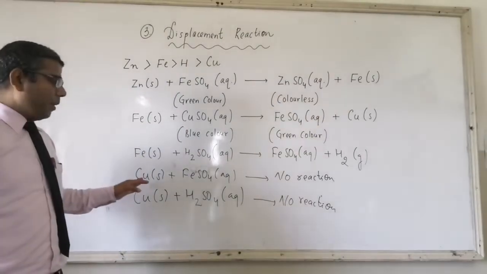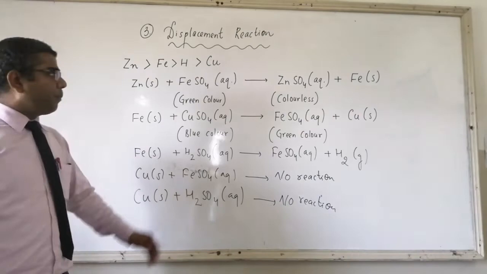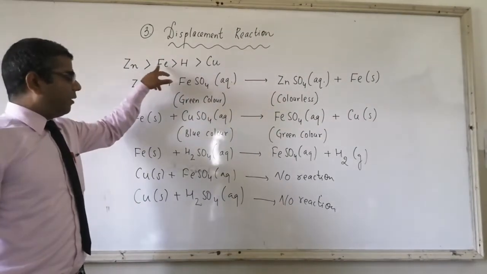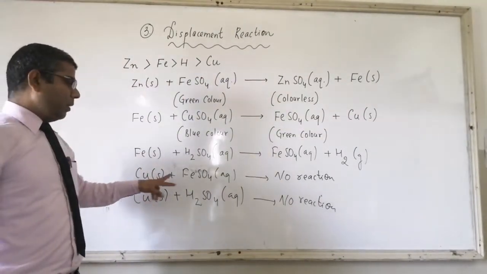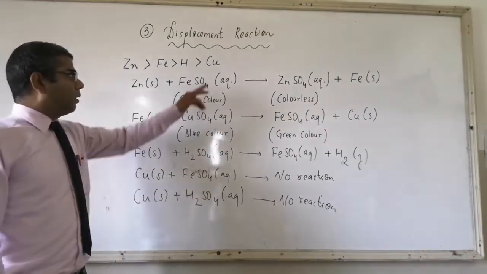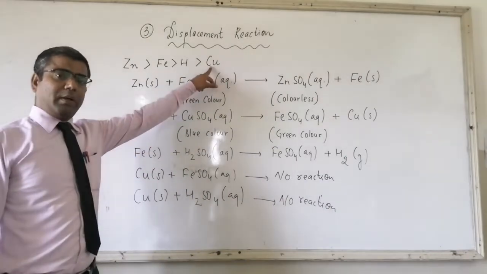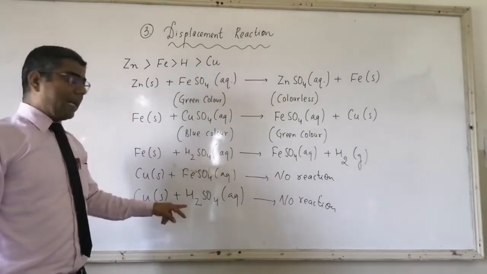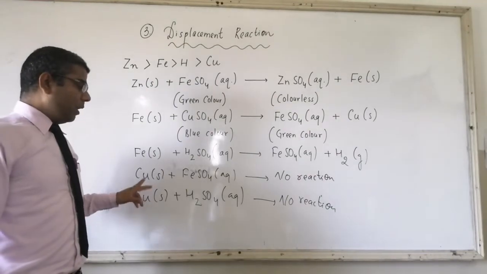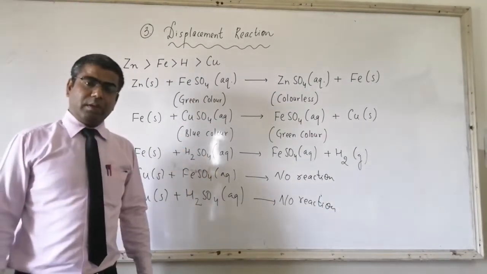Then we have copper solid made to react with iron sulfate. Just compare. Copper is less reactive than iron, so copper will not be able to displace iron from here. So there will be no reaction. Copper made to react with H2SO4. Again, electropositive character of copper, or reactivity of copper, is less than hydrogen. So copper will not be able to displace H from here. So again, there will be no reaction.